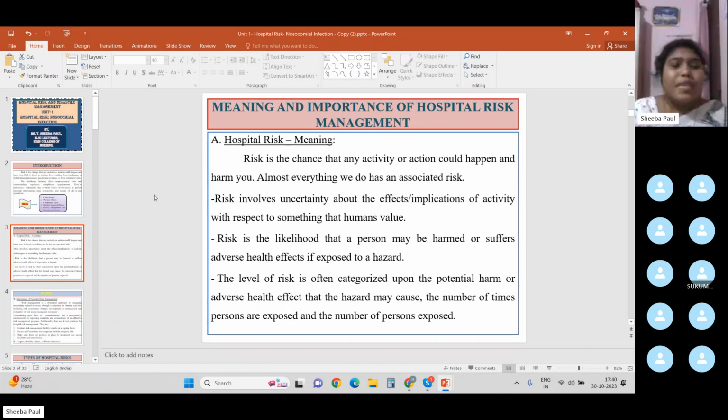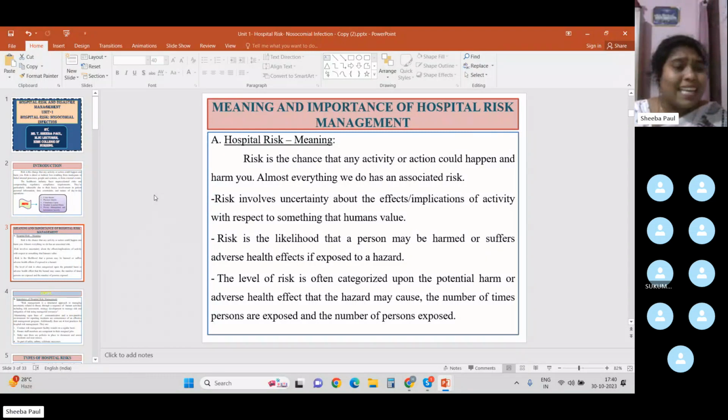The next one is the meaning and importance of hospital risk management. What actually are hospital risks? Risk is the chance that any activity or action could happen and harm you. Almost everything we do has an associated risk. It is not intentional, but we can predict it. The best example I can give you for hospital risk is people who come in with certain kinds of disease conditions wherein we know that though we do the surgery, the person will have a minimum amount of risk.